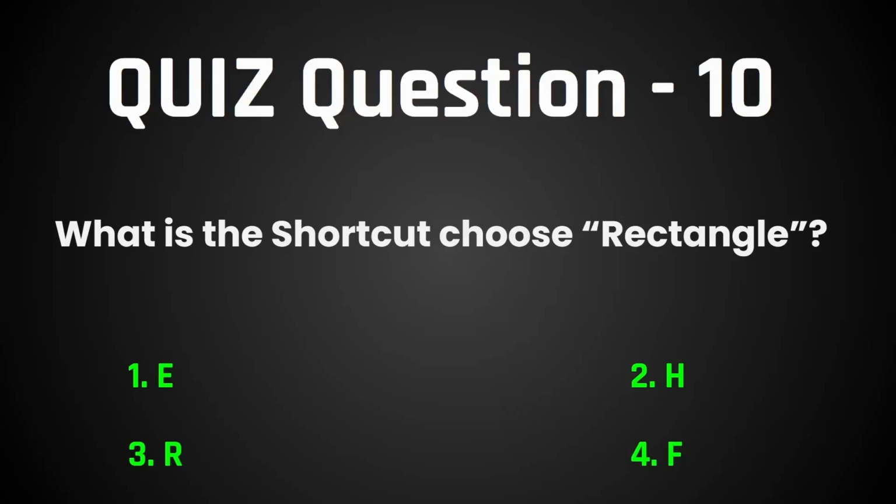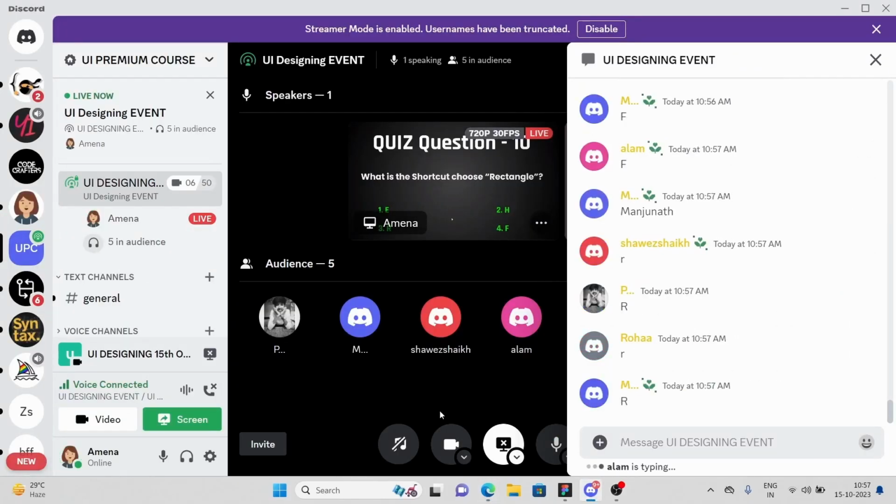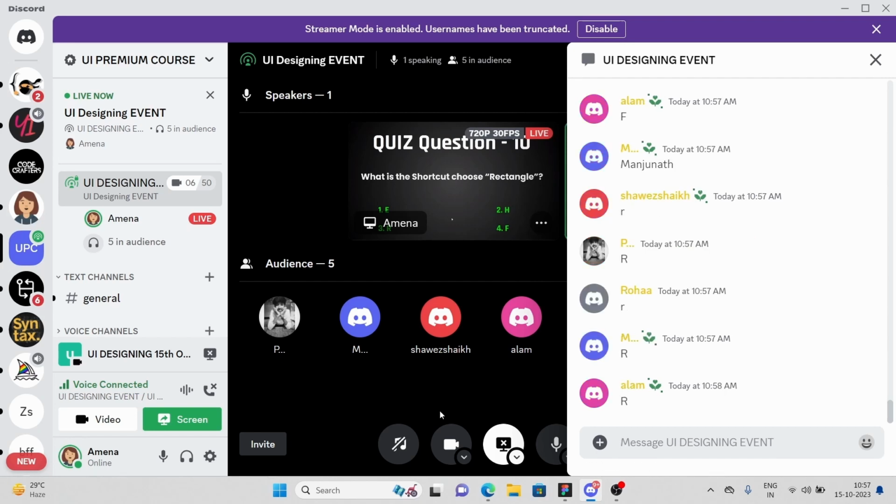What is the shortcut to choose rectangle? This is for 2 points. Everybody. Okay, the first person who answered is Chavez once again. So I think after Chavez it's Praveen, and then it's Roha, and then it's Manju Nath, and then let's see who is there. Four people have answered. The first person who answered is Chavez. Very nice, well and good.